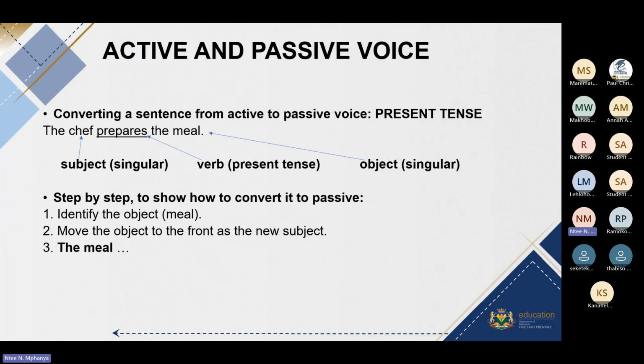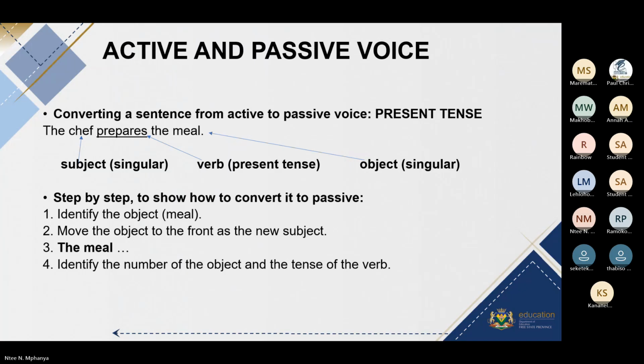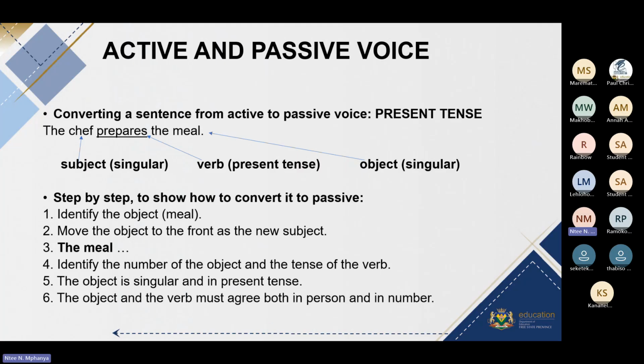Here we have moved what? The meal to the beginning of the sentence. Identify the number of the object and the tense of the verb. The object is singular and in present tense. Can you see the verb? The verb is in present tense. So we always say in English, the object and the verb must agree both in person, first, second, and third person, and in number, singular and plural.